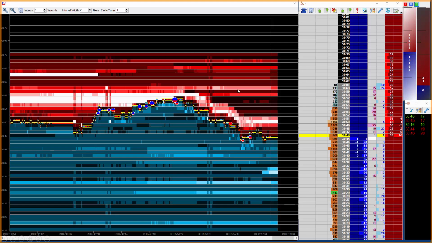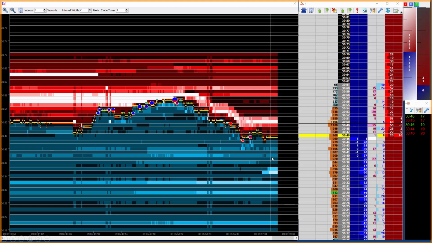Then we can see the auction vista chart, and we have offers above and bids below. And the lighter colors indicate more depth in that area. So everything to the left of this vertical line is historical, and to the right is here and now.